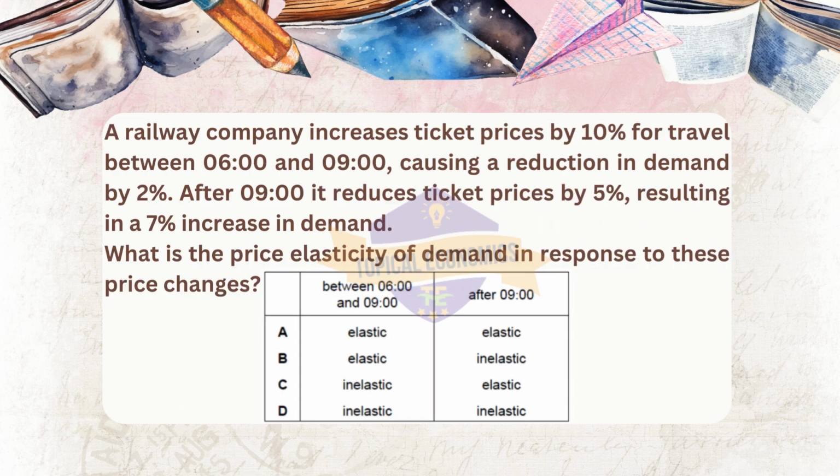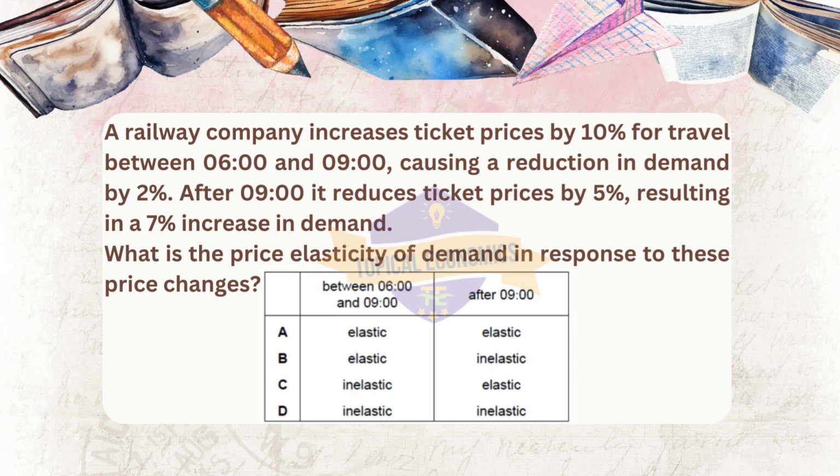Proceeding with the 13th question. A railway company increases ticket prices by 10% for travel between 6 o'clock and 9 o'clock, causing a reduction in demand by 2%. After 9 o'clock, it reduces ticket prices by 5%, resulting in a 7% increase in demand. What is the price elasticity of demand in response to these price changes?